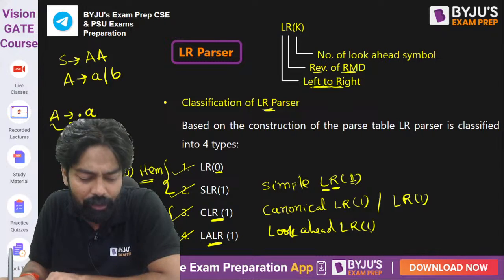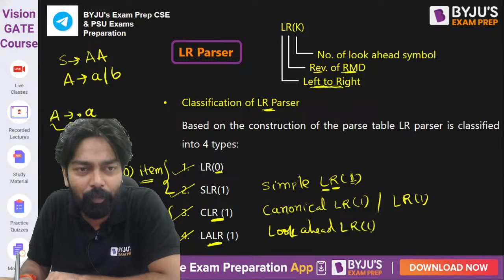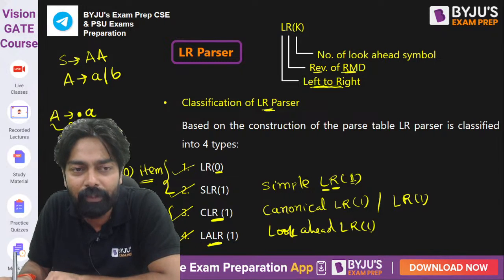So how to make an LR0 item? Jump to the right-hand side and put a dot at the leftmost place. See clearly, the dot at the leftmost place. What is the meaning of this? Till now you have not read any input. Are you getting my point? This is nothing but an LR0 item.